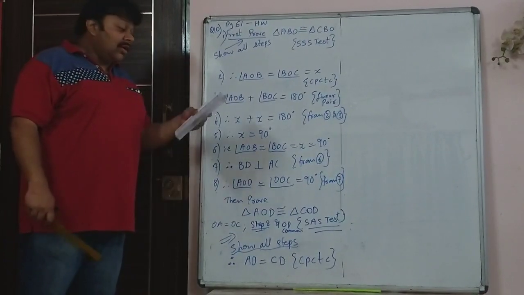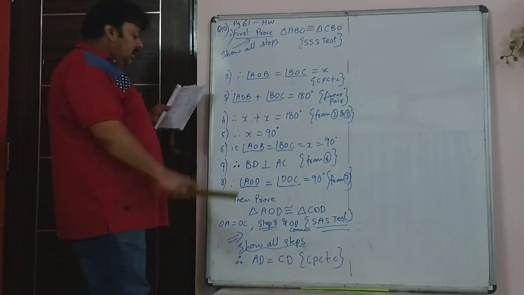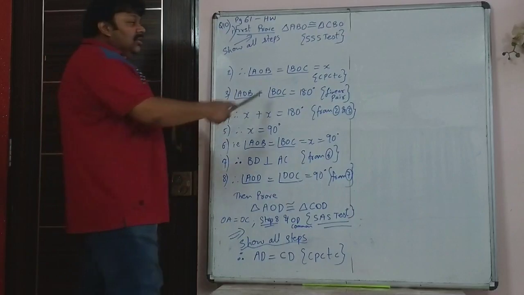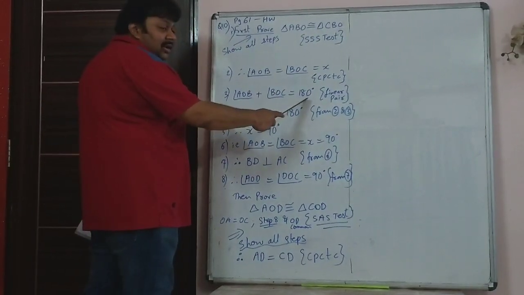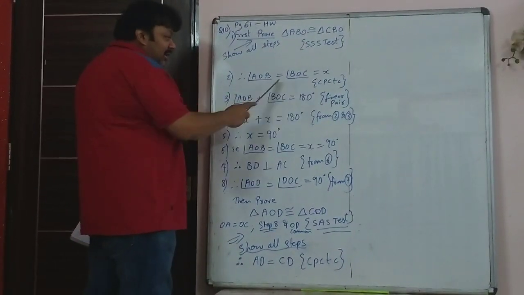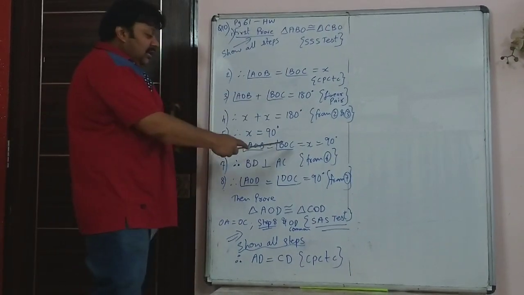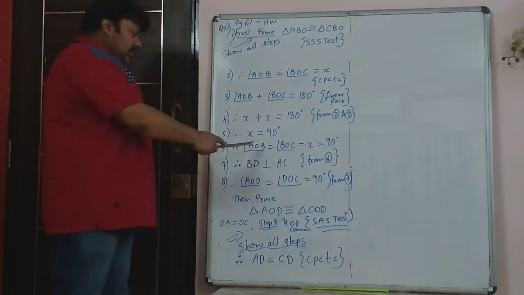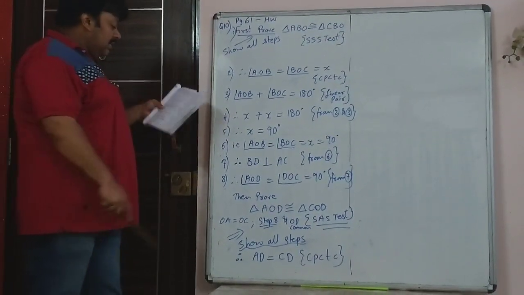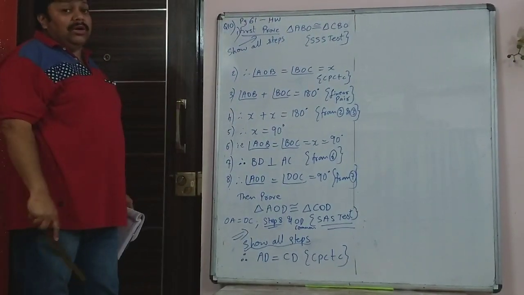Why are you doing that? Because by doing that you can prove angle AOB and BOC are equal, by CPCTC. Both are equal and both of them add to 180 degrees because it is a linear pair. So you can say x plus x is 180, or x is 90. So both those angles are 90 degrees. Therefore, you can say that the lines BD and AC are perpendicular.